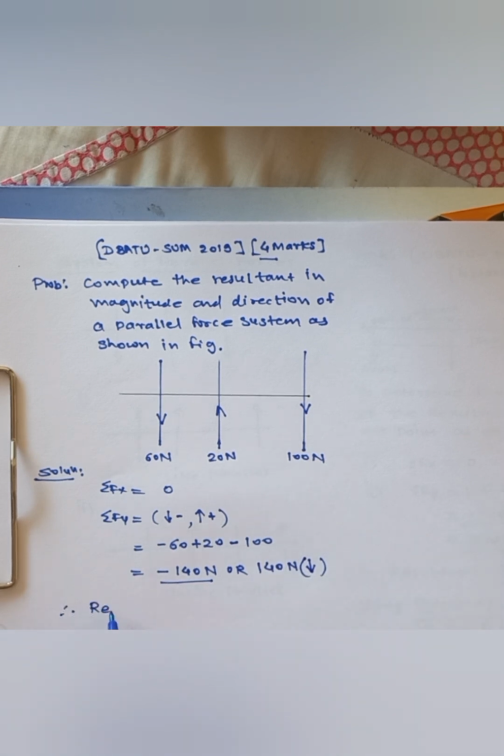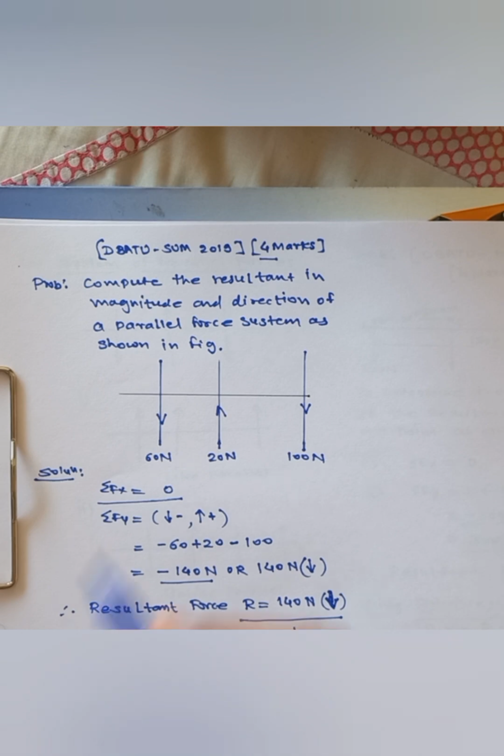Hence, simply I will get the resultant force R equals 140 Newton. In the previous example I told you, because we don't have an Fx component, R is simply equal to summation of Fy, and the direction is downward. I hope this is clear. Now we will find the position of the resultant force R.